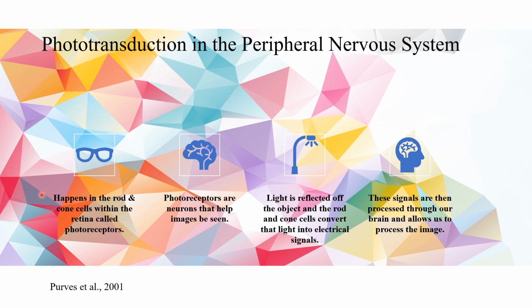Phototransduction within our peripheral nervous system happens in the rod and cone cells within the retina called photoreceptors. These photoreceptors are neurons that help images be seen. Light is reflected off the object, and the rod and cone cells convert that light into electrical signals. From here, these signals are processed through our brain, and it allows us to process the image.